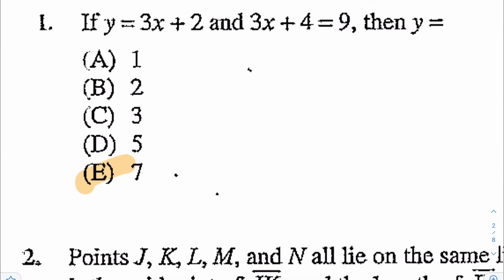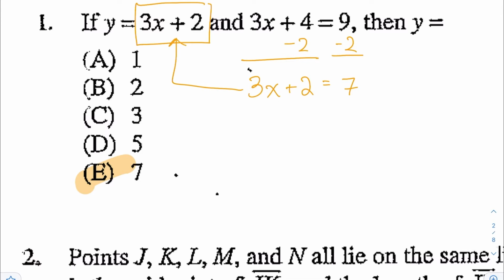Alright, for number 1, if y is equal to 3x plus 2 and 3x plus 4 is equal to 9, then y is equal to... So here, you have y is equal to 3x plus 2, and you're actually given 3x plus 4. Well, to turn 3x plus 4 into 3x plus 2, you have to subtract 2 on both sides. So once you do that, you'll get 3x plus 2 on the left, and that's equal to 9 minus 2, or 7. And 3x plus 2 just so happens to be equal to y. So you know that y is also equal to 7. That's choice E.